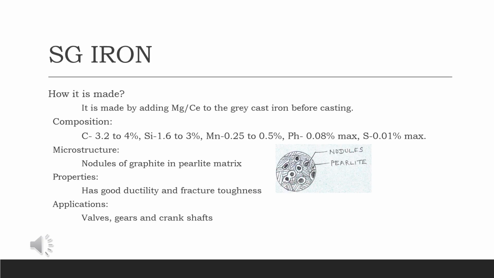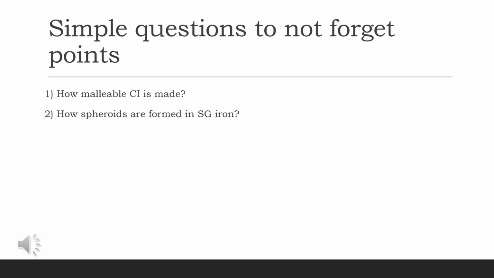SG iron is called spheroidal graphite iron. It is also known as ductile iron. It is made by adding magnesium or cerium to gray cast iron. Its composition is given here, and its microstructure contains nodules of graphite in a pearlite matrix. These nodules of graphite form because of the addition of cerium or magnesium. It has very good ductility and fracture toughness, and its applications are widely used for making gears and crankshafts. Specifically for crankshafts, SG iron is preferred, and it is also used for making valves.